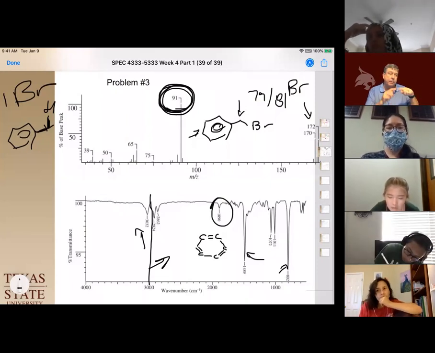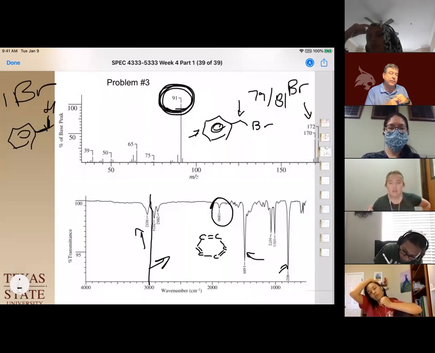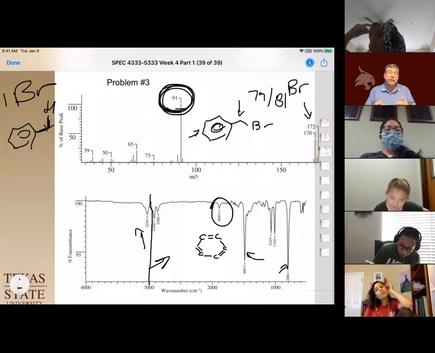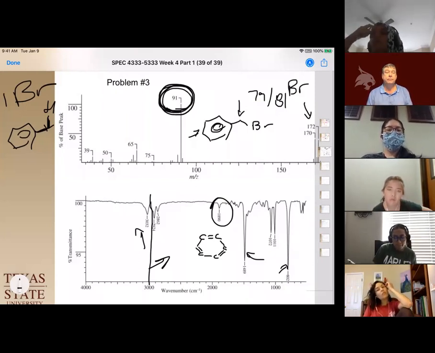Okay, so that's going to be probably the biggest one, because our tropylium is a benzene C6H5 plus a carbon with a hydrogen on it. So that's highly supported by that. So I think it's this benzyl bromide. Okay.